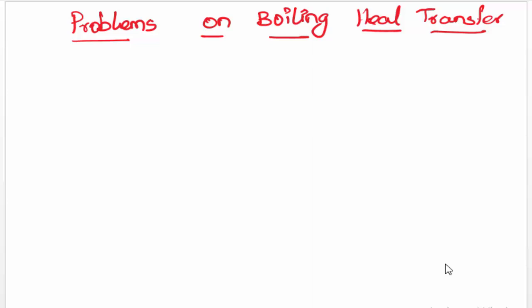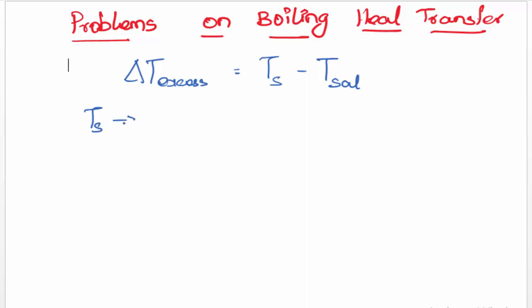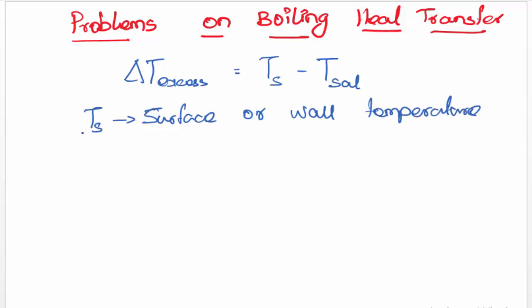In this video, we are going to see problems on boiling heat transfer. Before getting into the problem, I will give you some formulas which are useful to solve the problem. So the first formula is del T excess, which is equal to Ts minus T saturation. Here Ts is nothing but your surface or wall temperature, and T saturation is nothing but the saturation temperature of the given liquid.